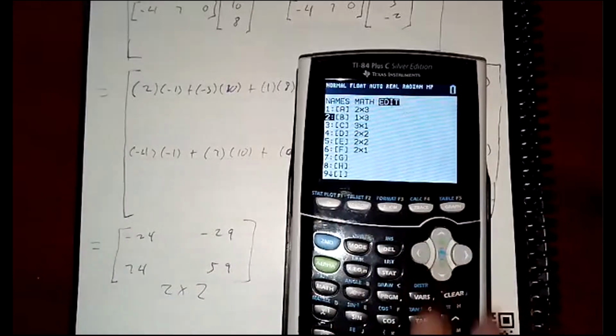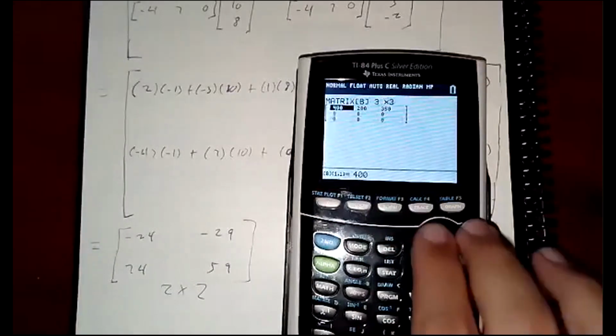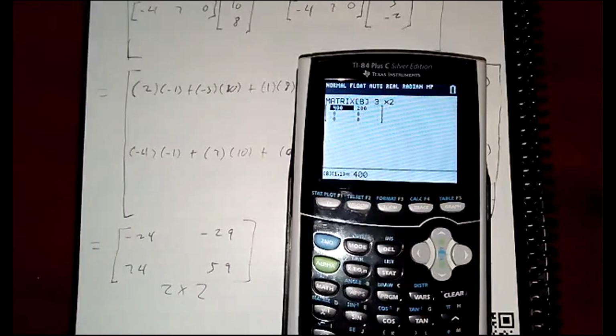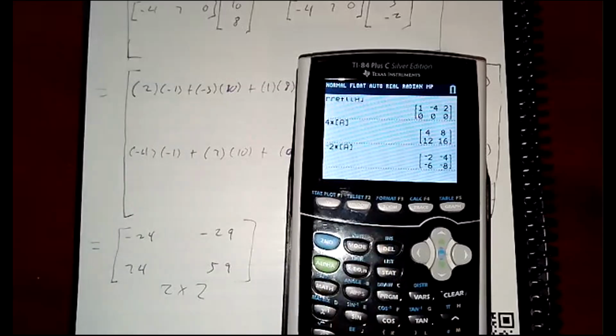Now we go to the next one, 3 by 2, oops, negative 1, negative 6, 10, 5, 8, negative 2. So I've saved an A and a B.